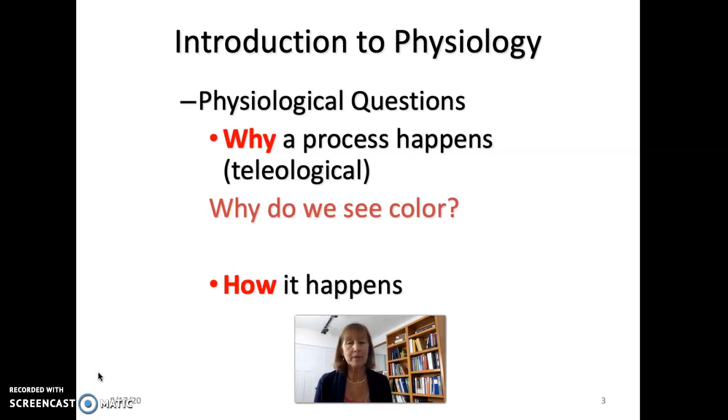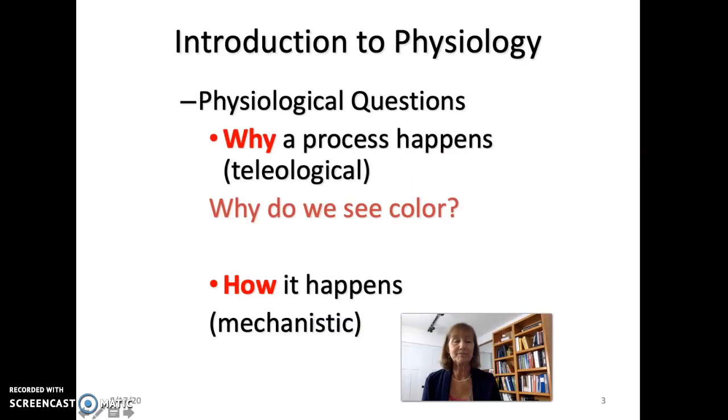So in thinking about physiology, which one of these are we going to be doing more of? Which is the one that we're thinking of and breaking apart and deciphering? It's the how. It's how it happens. It's the mechanistic. So I've put it there for you. It's mechanistic and not teleological.